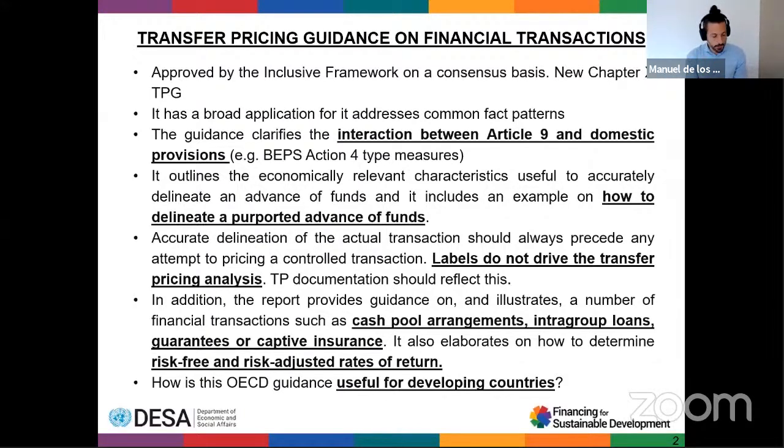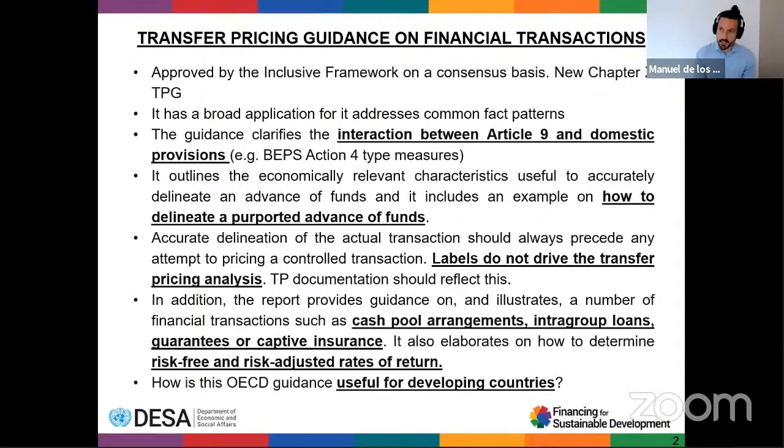I think it's also important because it provides a number of examples and in some parts it's quite detailed, and it provides practical guidance that will be helpful for, I wouldn't say only developing countries, but in general for tax administrations. We are talking about quite a sophisticated and complex issue, so that will benefit any type of tax administration and practitioner, I would say.